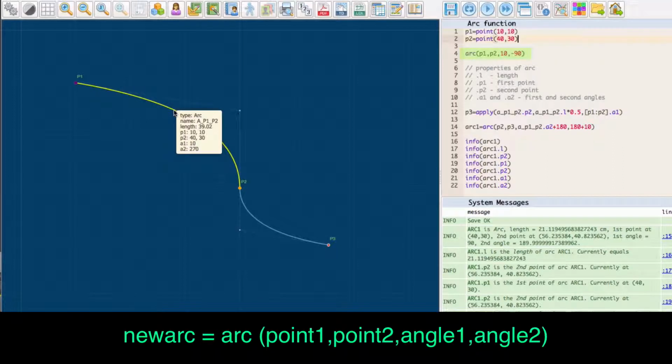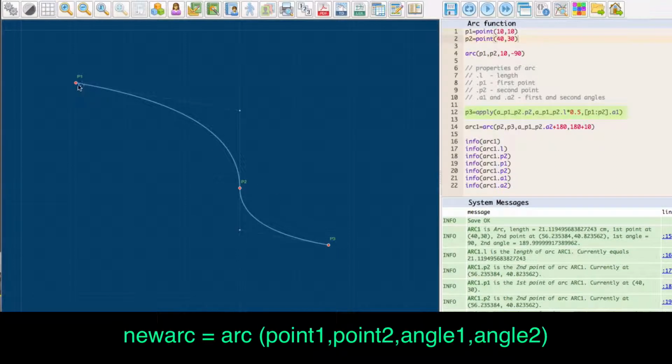If you hover an arc, you will see a small pop-over window that lists the name of the arc, its length, coordinates of the first and the second point, and the first and the second angle. The first point is highlighted in violet, and the second point is highlighted in yellow. Once you have drafted an arc, you can refer to its properties. For example, property point L stands for the length of the arc. Property point P1 stands for the first point, and property P2 stands for the second point. Property point A1 stands for the first angle, and property point A2 stands for the second angle.